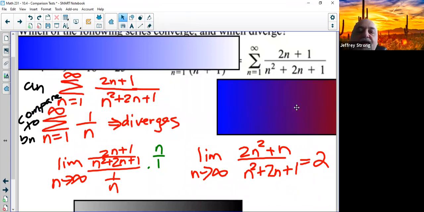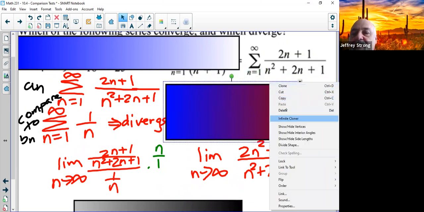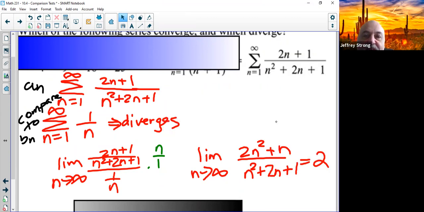I'm actually doing the limit comparison test. Let's go back to what I'm doing here. I got you a little confused with that green part. So I'm taking this and comparing it to 1 over n. Here's my original function, here's what I'm comparing it to: a known diverging series, the harmonic series.